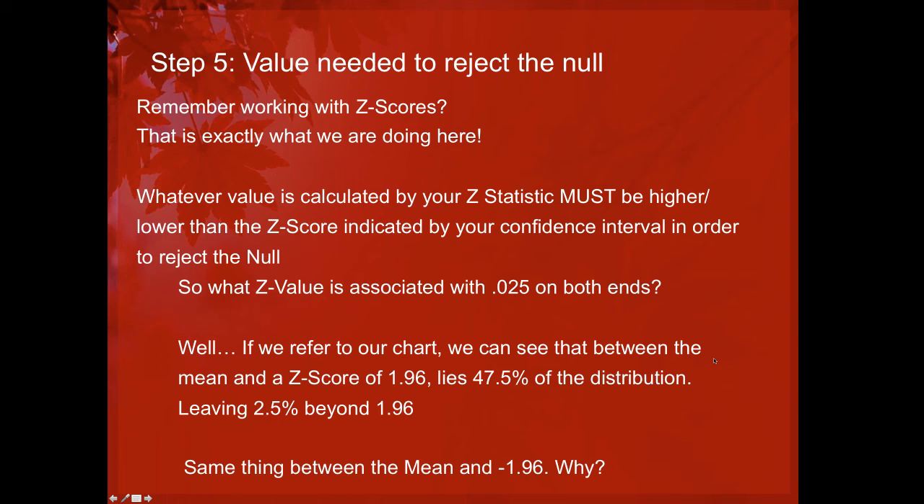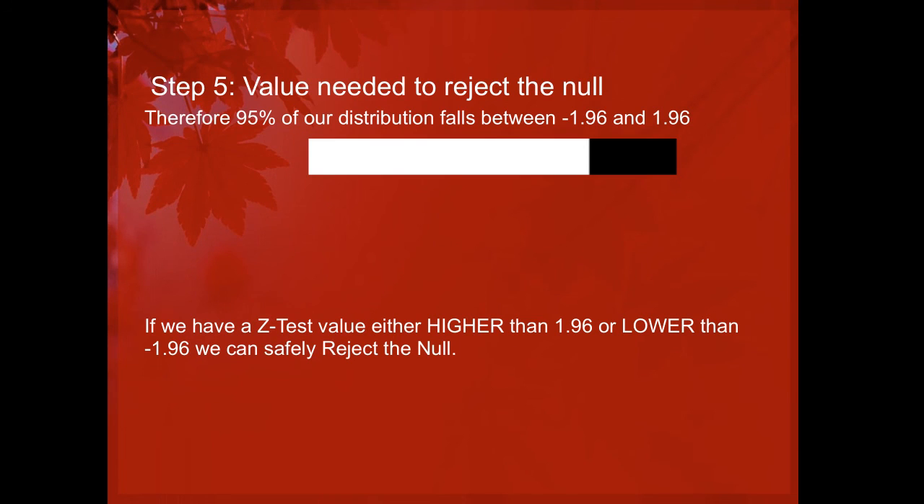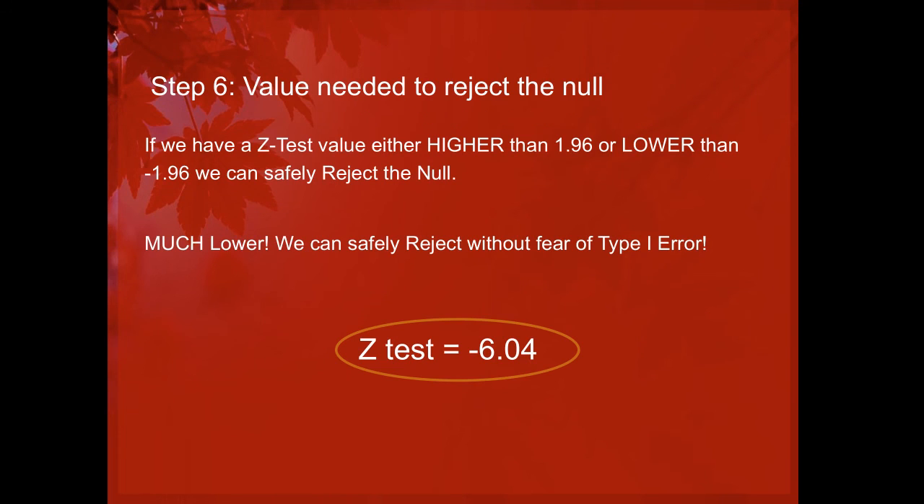Your test statistic needs to be greater than your critical values in order to reject the null hypothesis, in order to claim that there are significant differences between your sample and your population. Therefore, do we have a test statistic that is higher or lower than plus or minus 1.96? Well, our z-test statistic is negative 6.04, which is way lower than negative 1.96. Guess what? We get to reject the null hypothesis very safely. Our results are indeed significant.